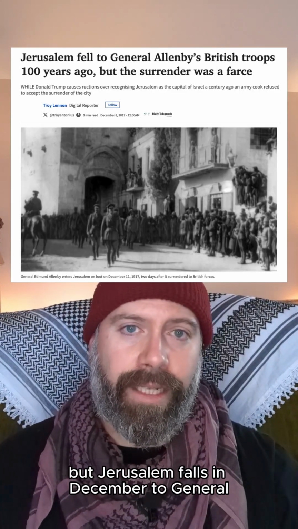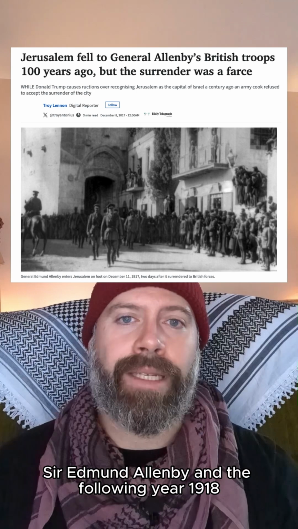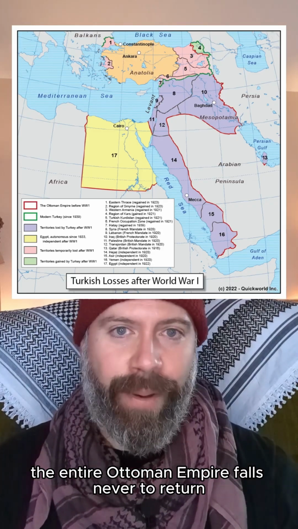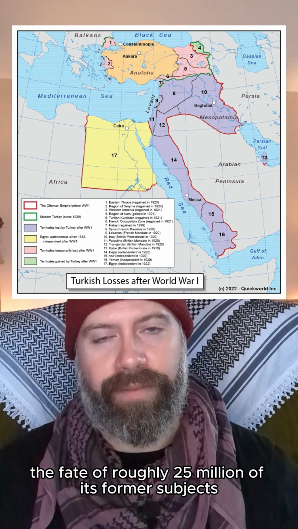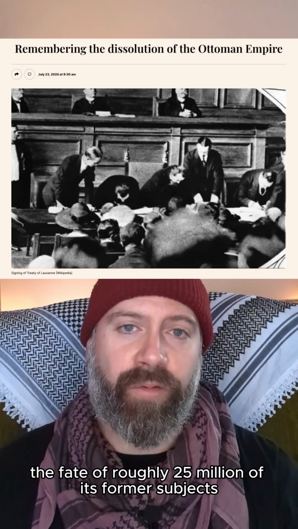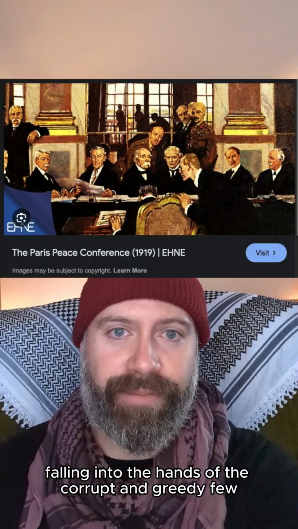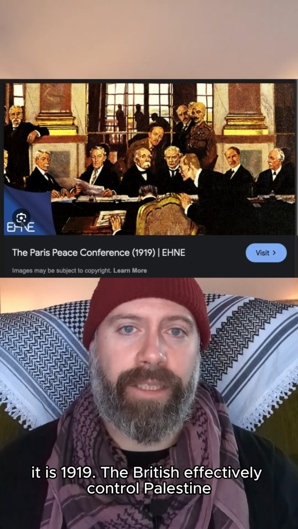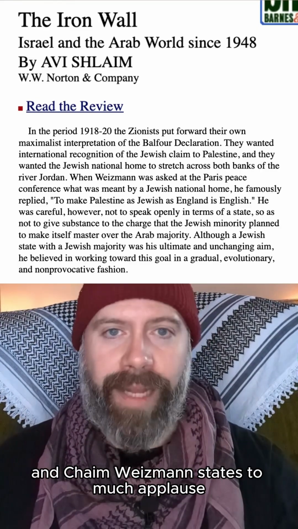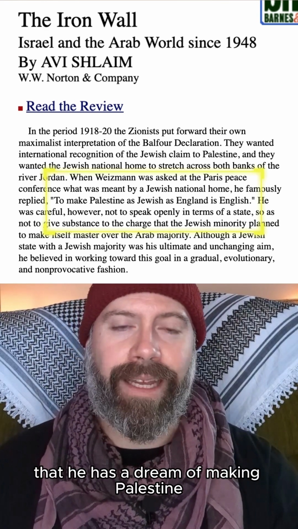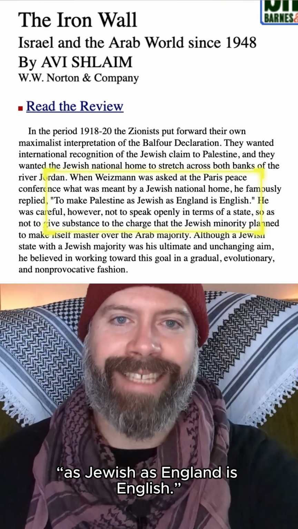But Jerusalem falls in December to General Sir Edmund Allenby, and the following year in 1918, the entire Ottoman Empire falls, never to return, the fate of roughly 25 million of its former subjects falling into the hands of the corrupt and greedy few. It is 1919. The British effectively control Palestine, and Chaim Weizmann states to much applause that he has a dream of making Palestine as Jewish as England is English.